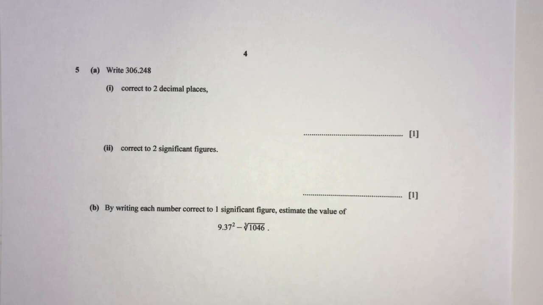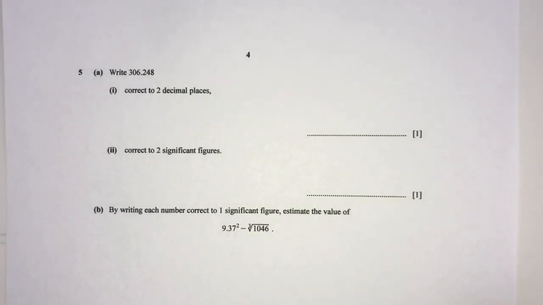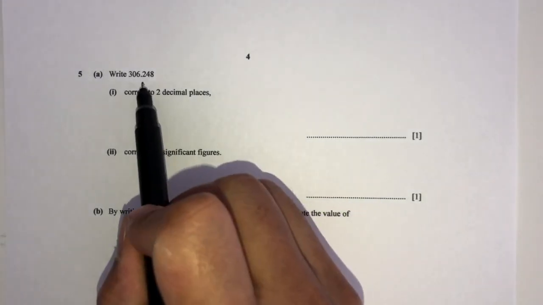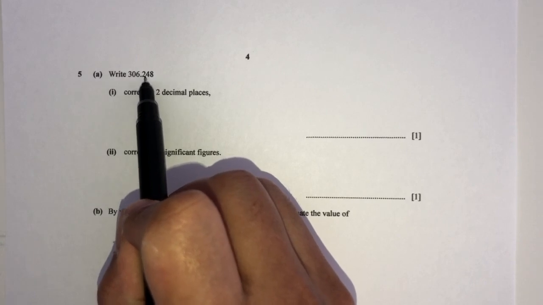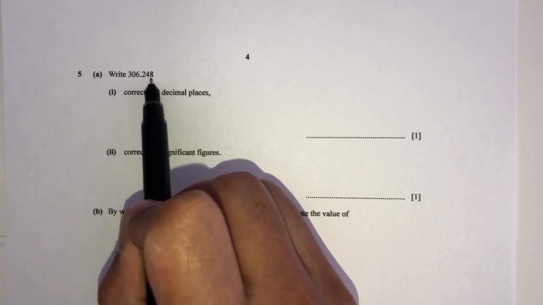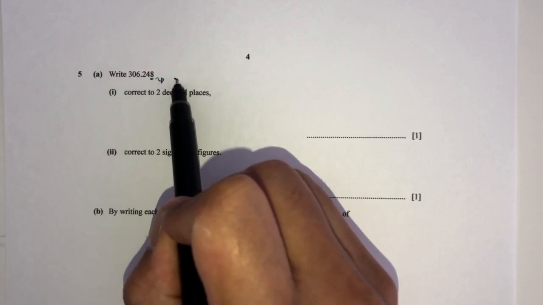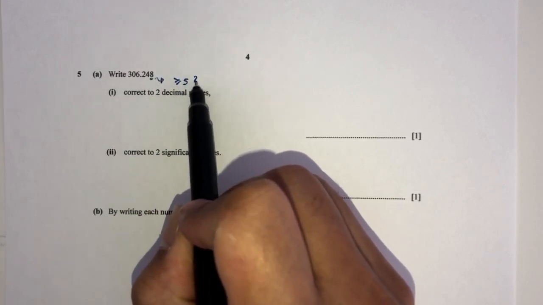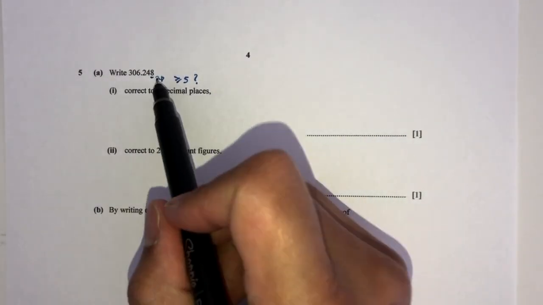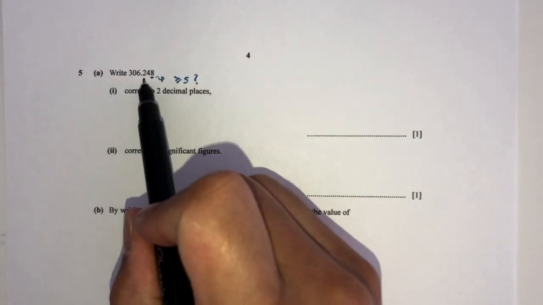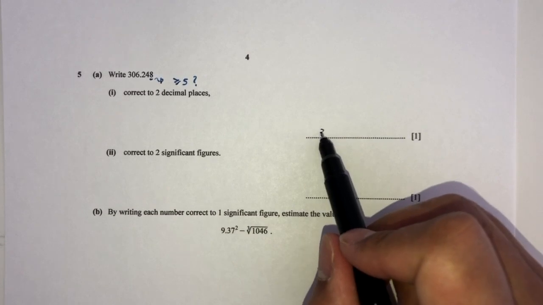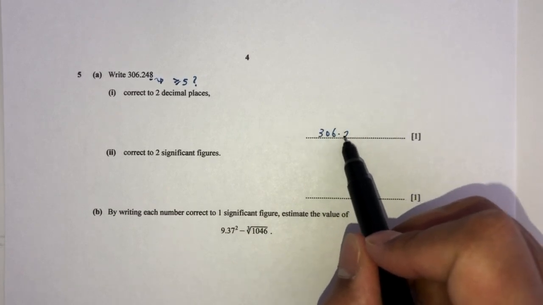Now let's move on to question number 5. So we have to write this one correct to 2 decimal places. So 2 decimal places, so we have 1, 2, and then we'll look at the last one. We ask ourselves, is 8 more than or equal to 5? It is. 8 is more than or equal to 5, so we have to add 1 to this one. 24 plus 1 will be 25. That will be 306.25.